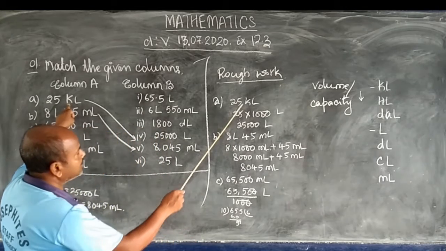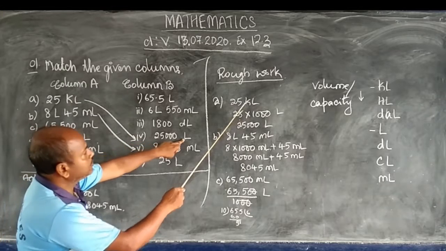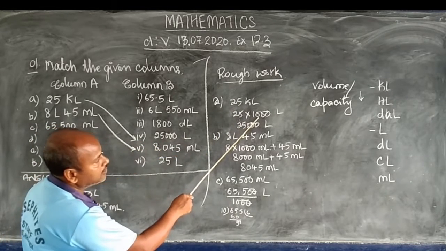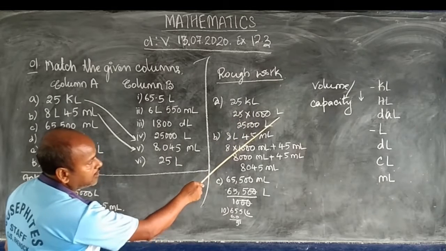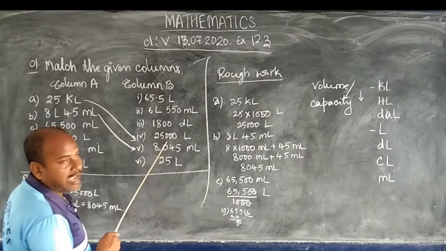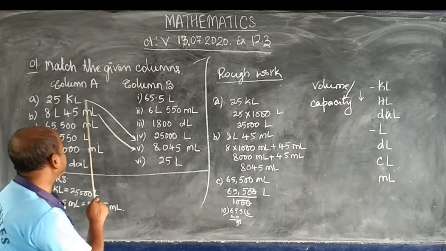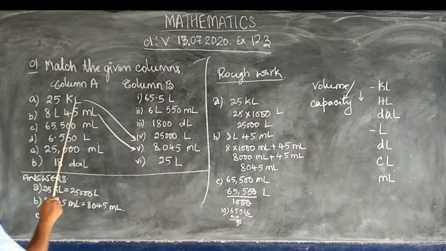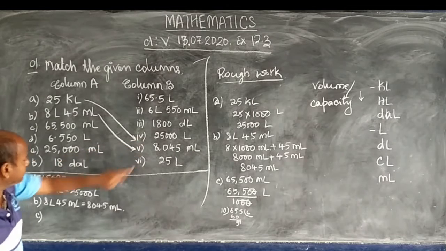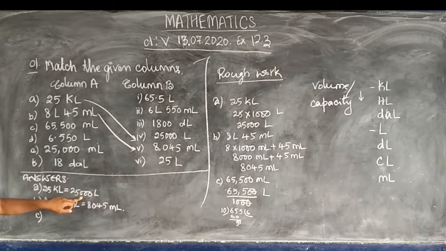So 25 kiloliter, you need to convert it into liters. So 25 kiloliter multiplied by 1000, this kiloliter will become liter. So 25 into 1000 is 25,000 liter. Do we have 25,000 liter here? So now match it and copy the same. 25 kiloliter is equal to 25,000 liter. This is the first one.